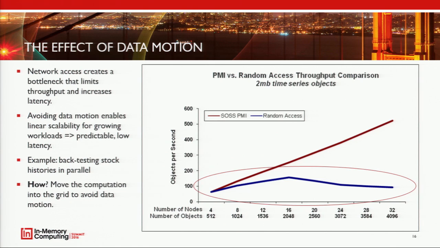Is that if you can do a computation in the grid, and we just call it PMI here, I'll discuss that later, then you can get nice linear speed up. However, if you just randomly pull data out of the grid into a set of application servers, then this can kill the scalable speed up because of the network. This is all due to network overhead. So that's the problem we want to solve by moving data structures into the grid.